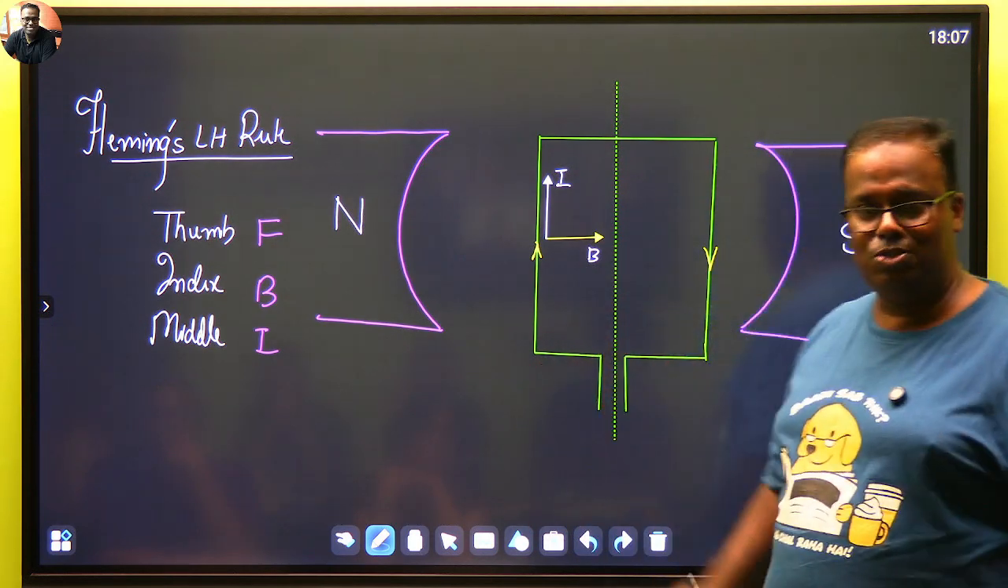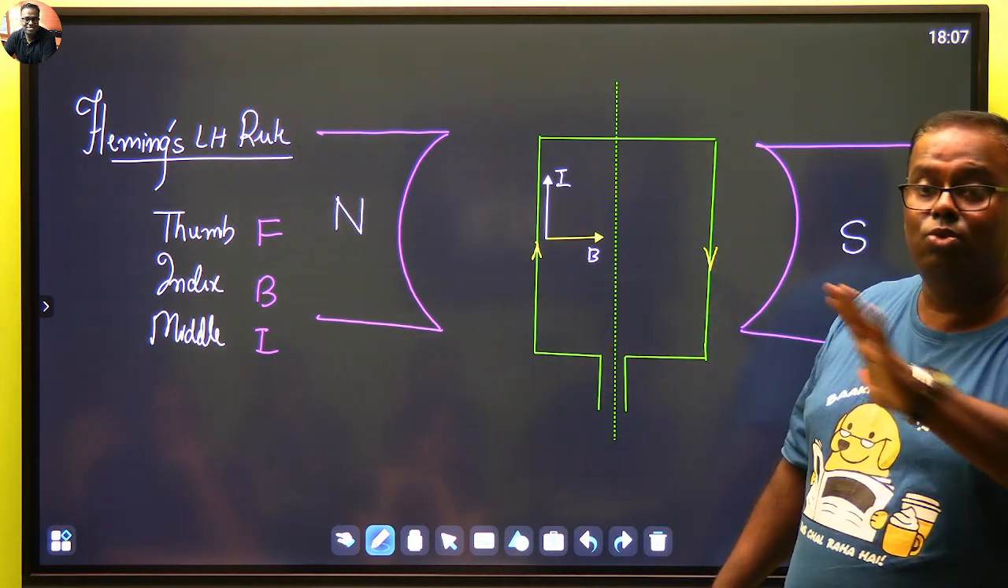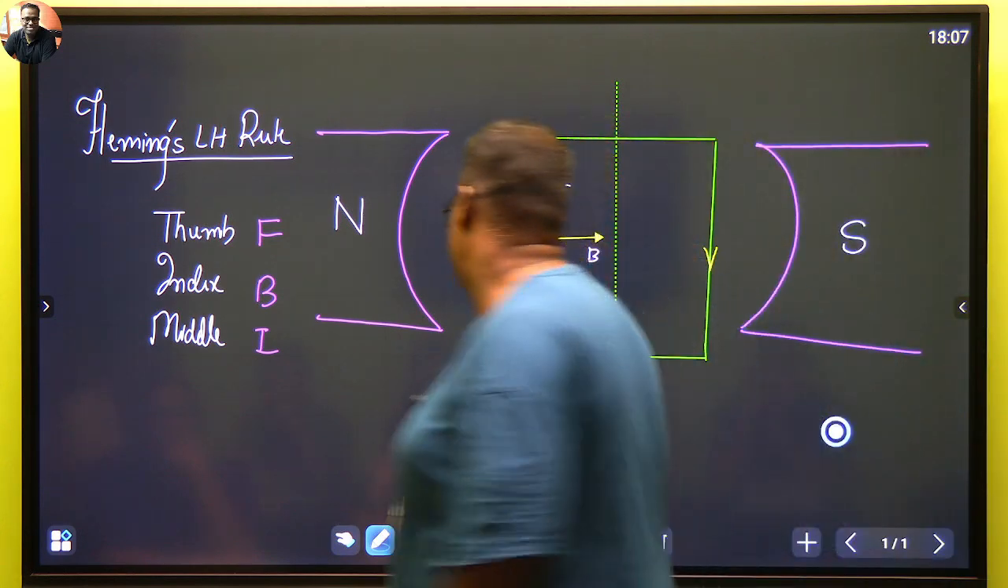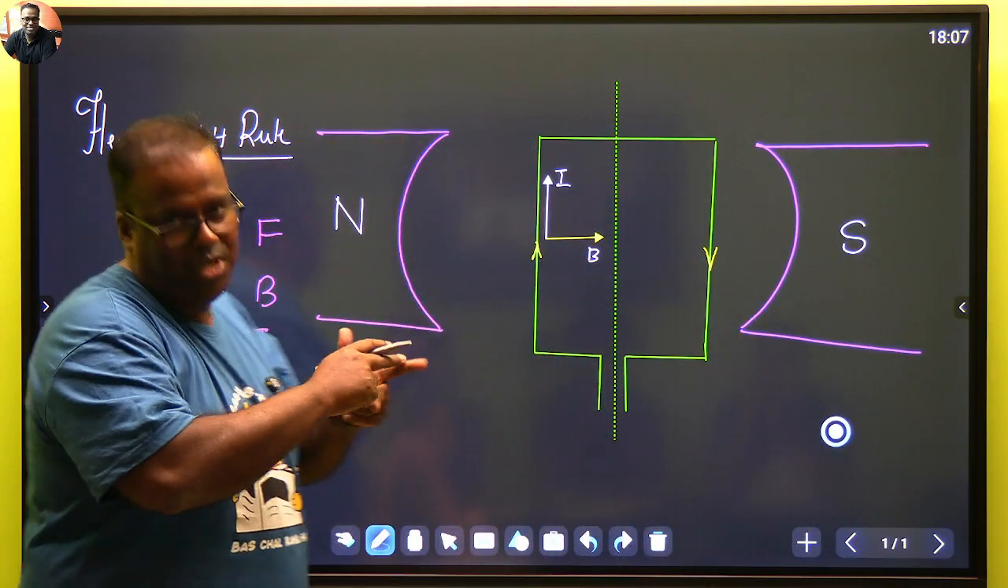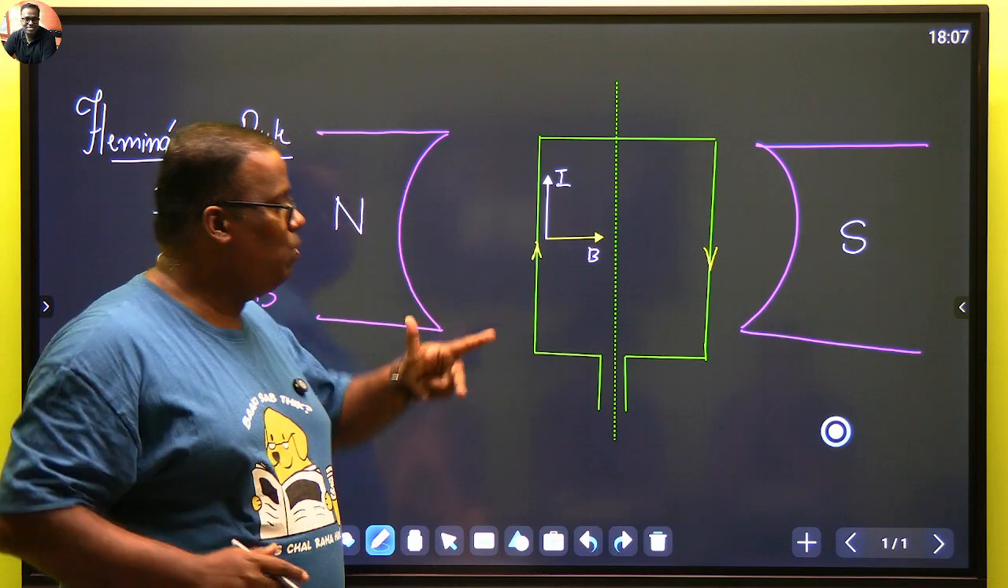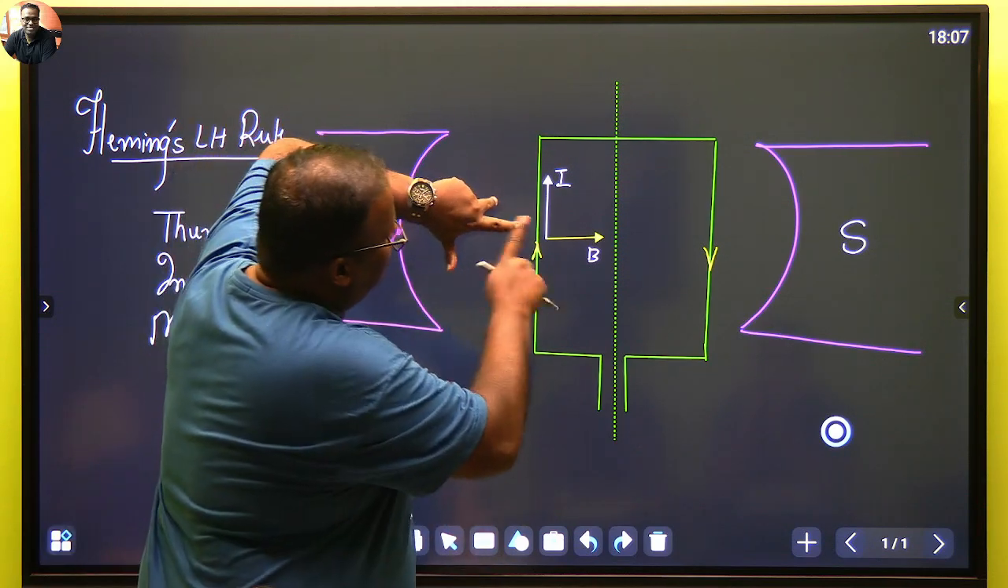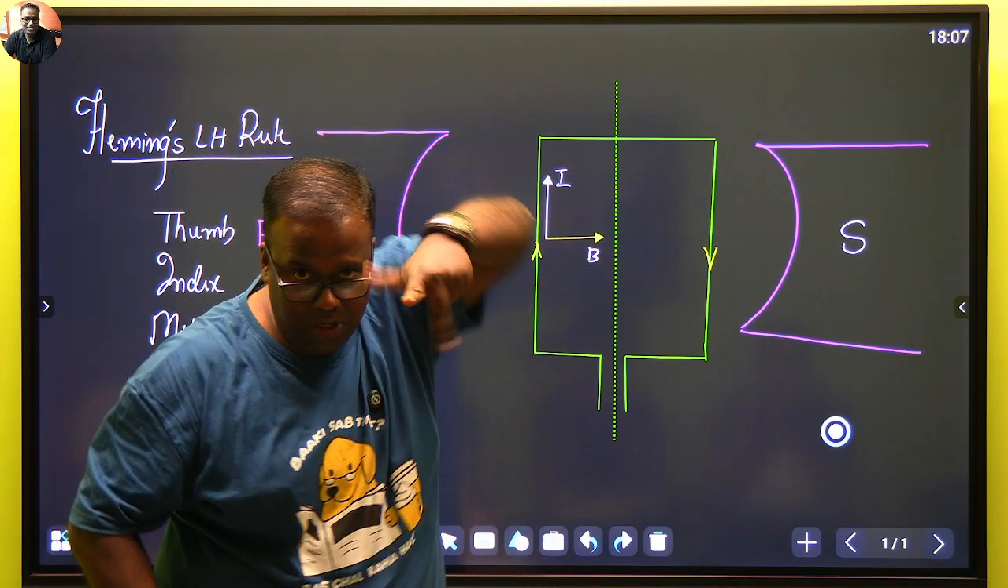And our job is to give the direction of the force. Okay? You guys do nothing. You just see how I do it. Okay. Now this was FBI, B. So what do I do? I take my B, FBI, and this should be rotatable.